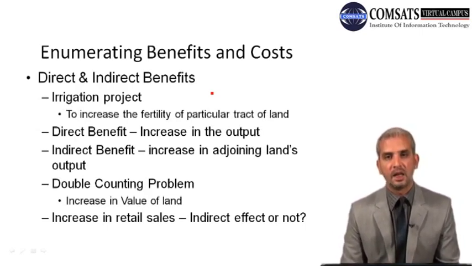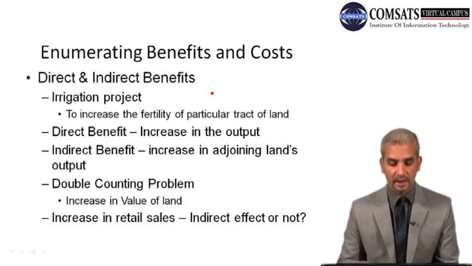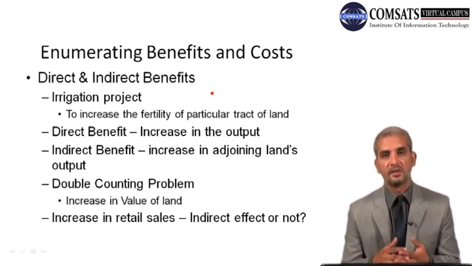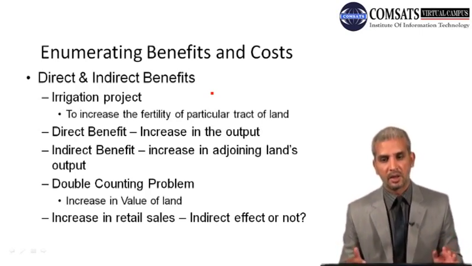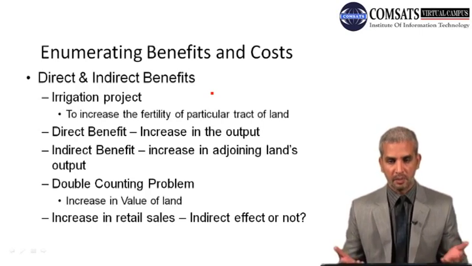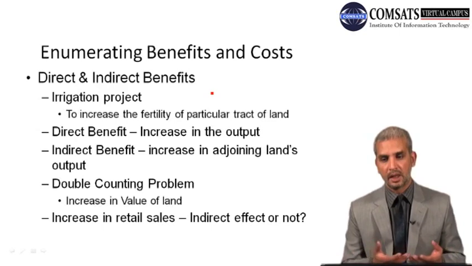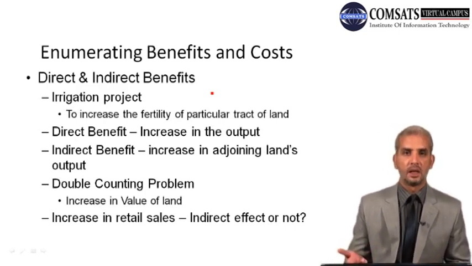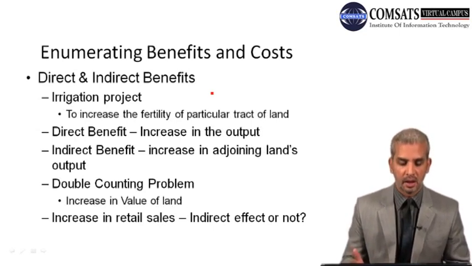So there would be increased land productivity, and then there would be indirect benefits. As I said, there is an increase in adjoining land's output. If that irrigation facility is installed in a specific area, the water table under the surface would rise for that overall area, because water would seep in. That can also benefit other farmers surrounding that area, because they can pump that water out and irrigate their land.